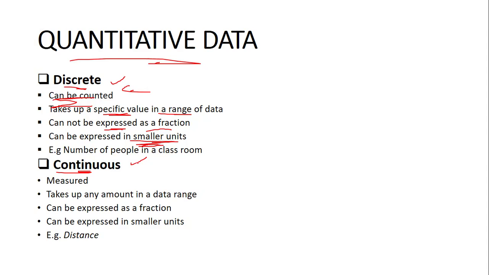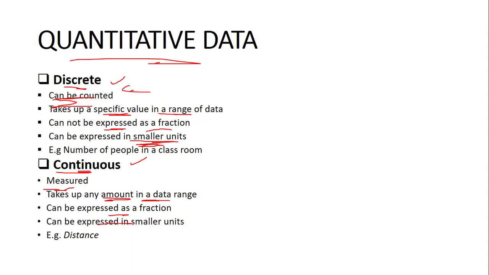But continuous data, on the other hand, can be measured. Examples of continuous data: maybe you're measuring distance. Distance, you measure it. Weight, you measure it. Temperature, you measure it. Those are examples of continuous data. Weight can take up any amount. Weight can be 50, 50.5 kg, 30, 30.5 kg. It can take up any amount across a data range, and it can also be expressed as a fraction.